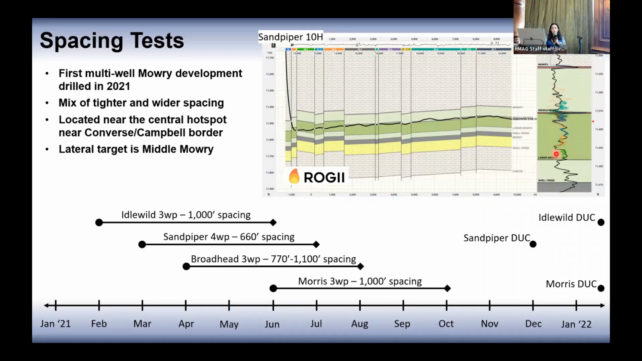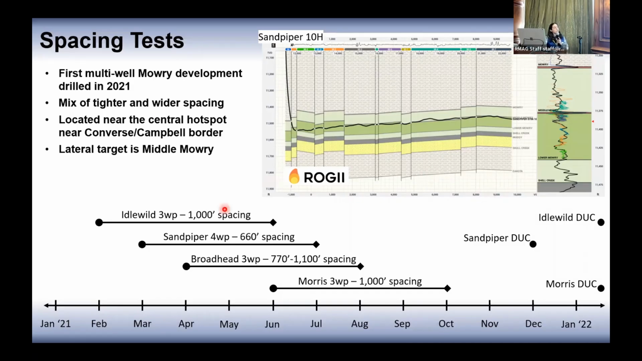And sure enough, this is the upper Mowry here, this is the middle, this is the lower. And this well is drilled consistently throughout the middle zone of the Mowry. So that seems to still be what operators are doing. That seems to be what's working.